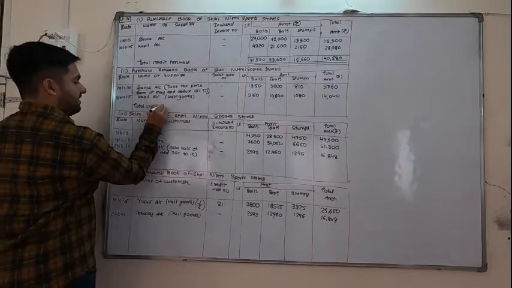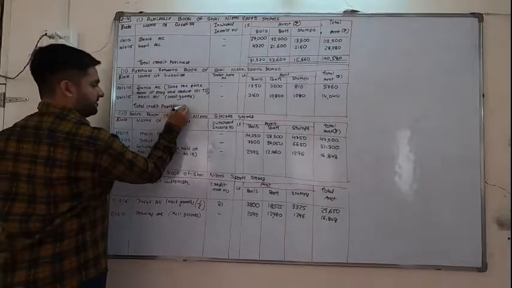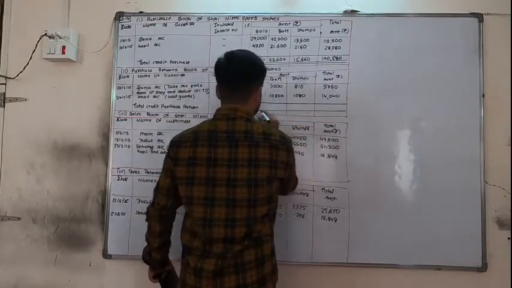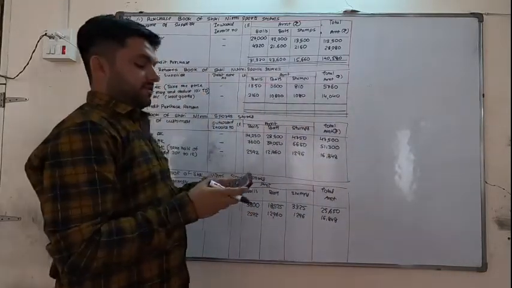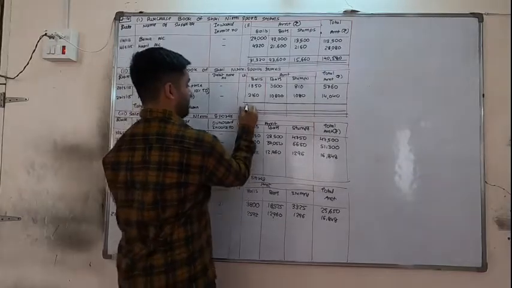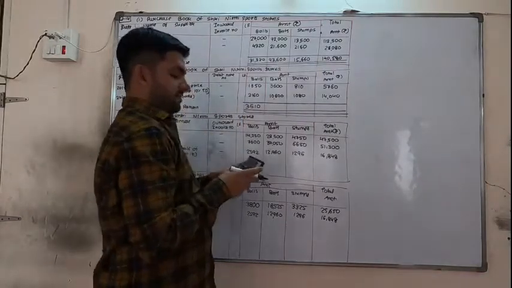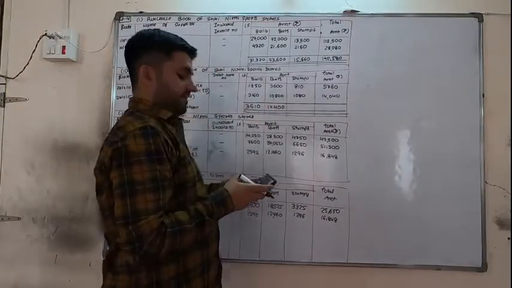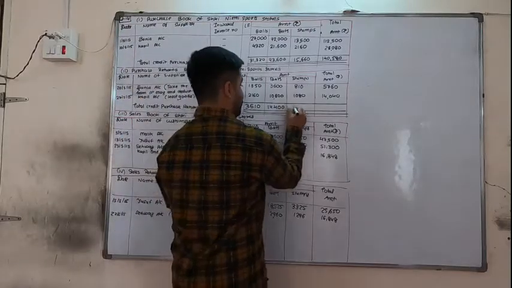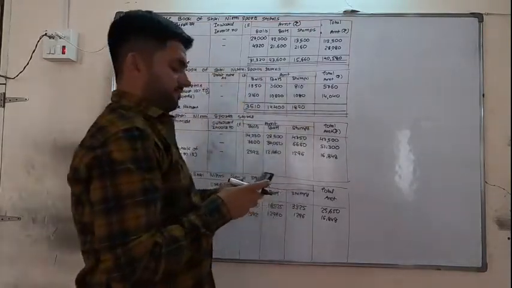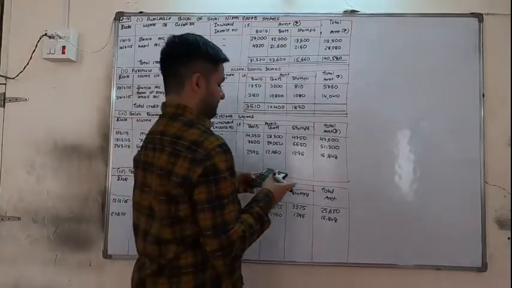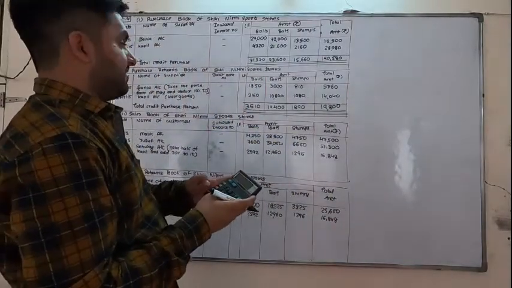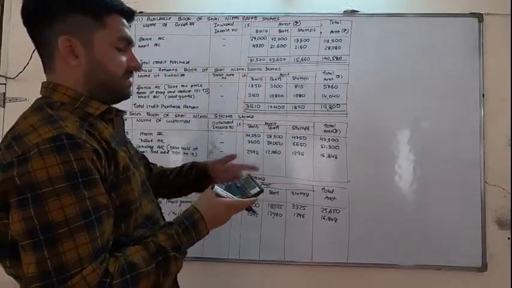Total credit purchase return: 1350, 2160, 3510, 3600 and 10,800, 14,400, 810 and 1080, 1890, then 5760 and 1440, 19,800, or else we can take the horizontal: 3510, 14,400, 1890 is 19,800.